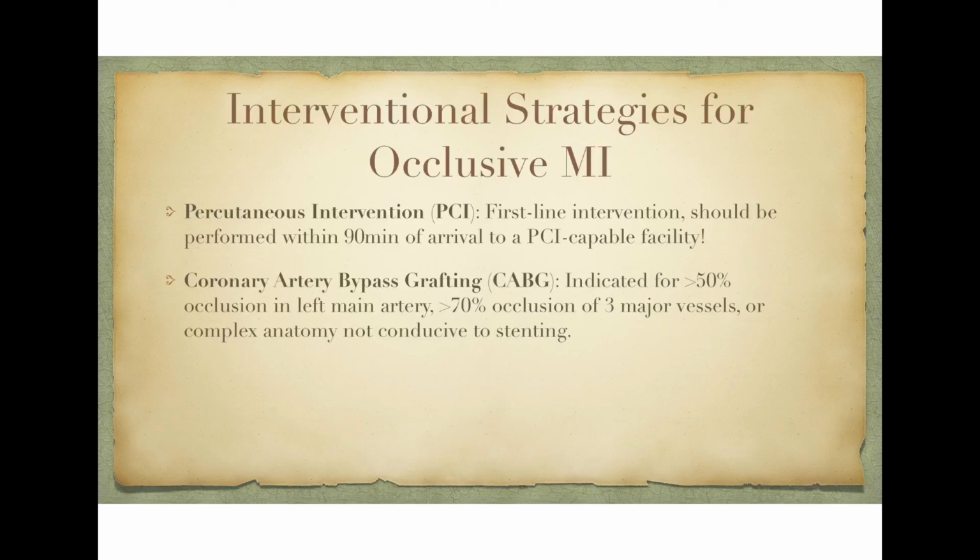If a PCI is done and certain findings are noticed that cannot be addressed with the PCI alone, and that includes greater than 50% occlusion in the left main coronary artery, greater than 70% occlusion in 3 different vessels, such as the LAD, left circumflex, and RCA, or if they have any complex anatomy that cannot simply be stented open, they're going to get open heart surgery with coronary artery bypass graft, or CABG.